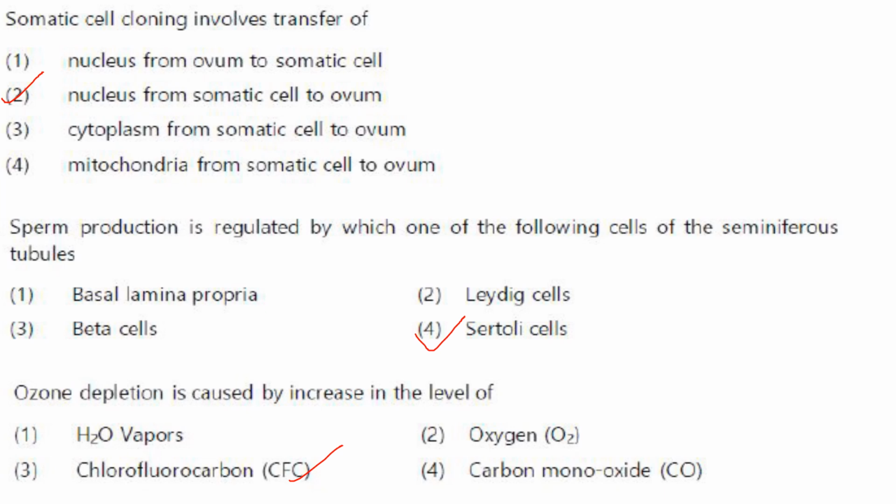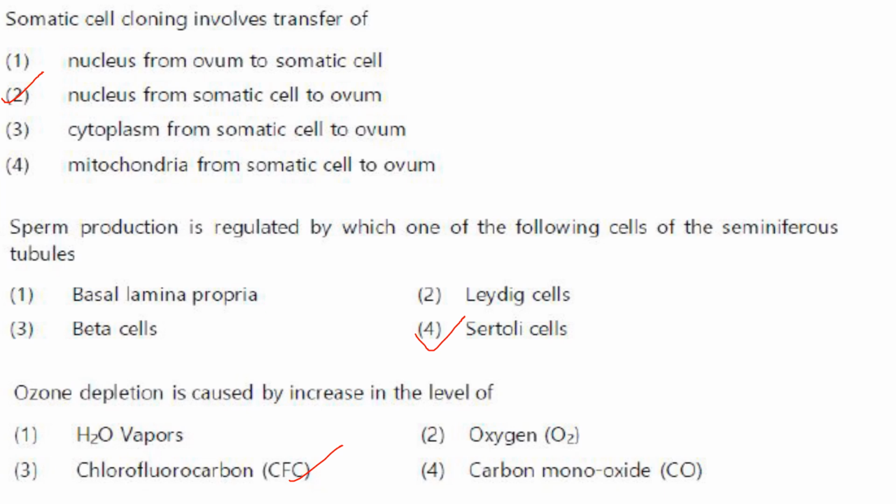Somatic cell cloning involves transfer of. So the steps involved in somatic cloning is taking the nucleus from an adult somatic cell, transferring the nucleus into an egg cell whose nucleus has been removed, then stimulating the egg to divide and develop into an embryo, then transferring this embryo into a surrogate mother.